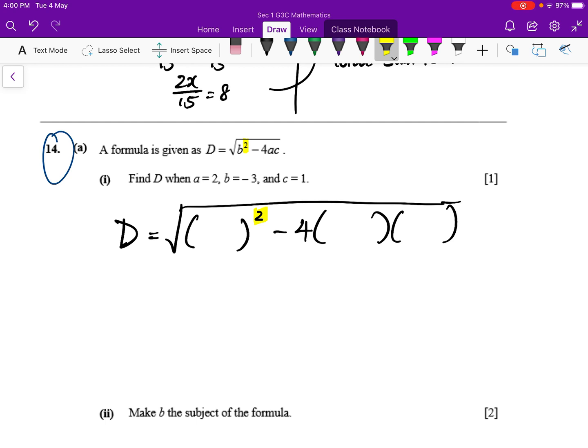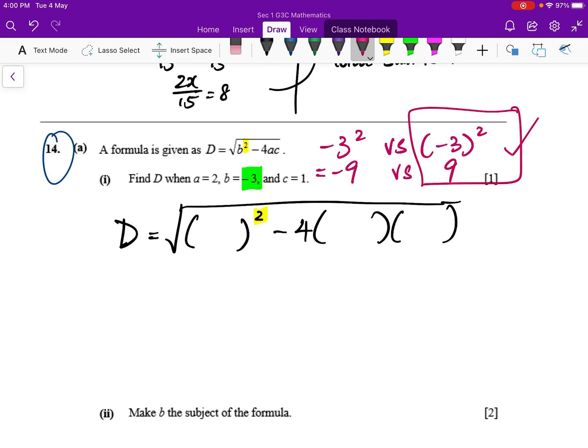And typically, the setter will want to put b with a negative value because they want to check whether you are going to make a distinction between -3 square versus -3 entire thing square. Because the first one will give you -9 versus +9. And clearly, this is the correct one. And that's what I want to test you. So by following my instructions, that is every time you see a letter, you replace it with a bracket, then you fill in a blank, you will avoid this trap.